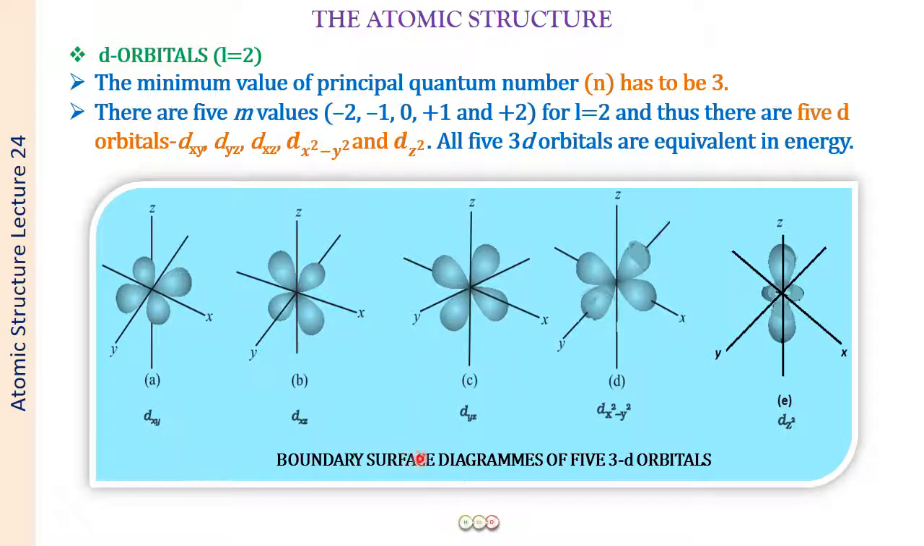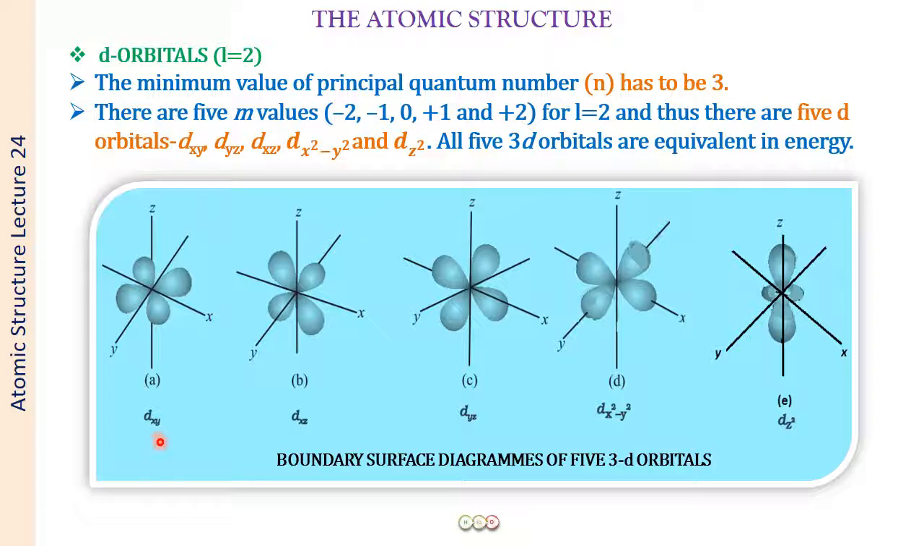Now we have the boundary surface diagrams for the 3d orbitals. So you can see over here the coordinates and the naming of these d orbitals. There are going to be 4 lobes for each of these orbitals, as you can see, and hence they are also called double dumbbell. One dumbbell was p and 2 is d, right? And how do you draw these? Well, let me explain one of them.